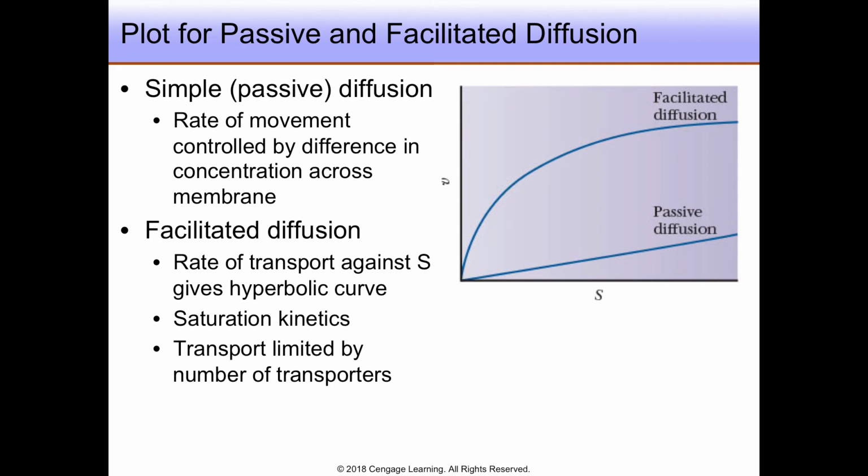Facilitated diffusion displays saturation kinetics due to the fact that there are a limited number of transporters. Once they are all saturated with ligand, they can't transport any faster, no matter how much more ligand or substrate is added. We will see examples of both simple and facilitated diffusion as we proceed.